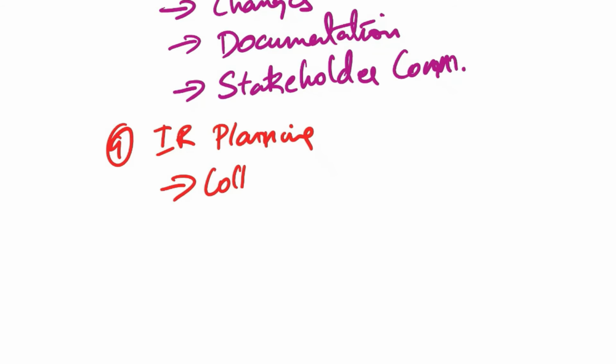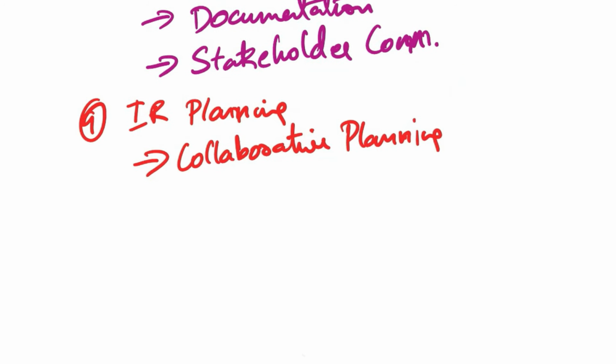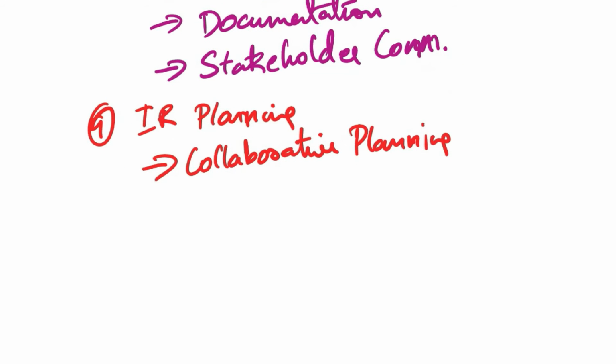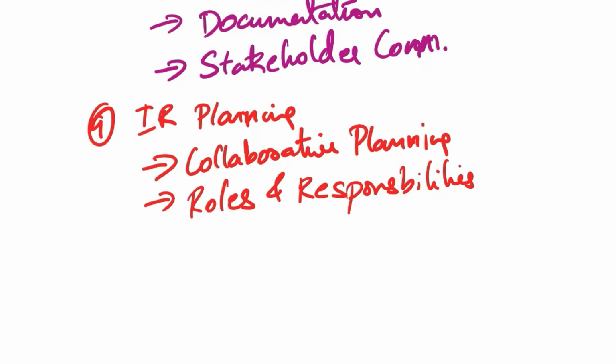First one, collaborative planning. For example, engage with third parties to collaboratively develop incident response plans. This may involve joint planning sessions, scenario-based exercises, and discussions to ensure alignment in responding to potential incidents. Next, define roles and responsibilities. Clearly define the roles and responsibilities of both your organization and third parties in the event of a security incident. This includes communication protocols, escalation procedures, and specific actions to be taken by each party.